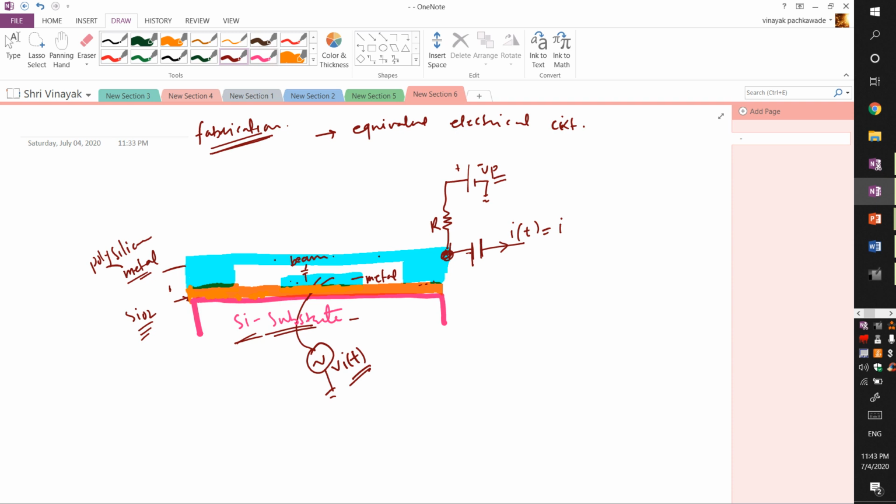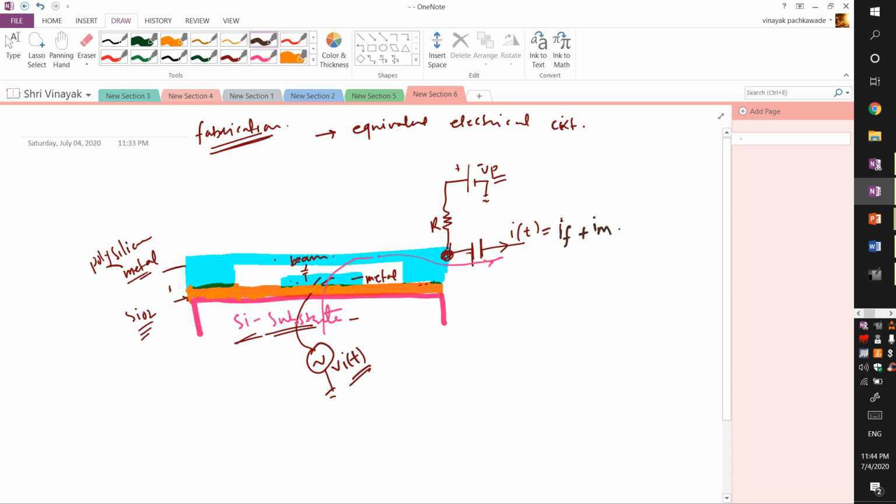And where is the feed through now? The feed through is from input to output. So here is this capacitance, and the feed through path is like this over here. So the total current is equal to the summation of the feed through current plus the current due to motion, that is Im.